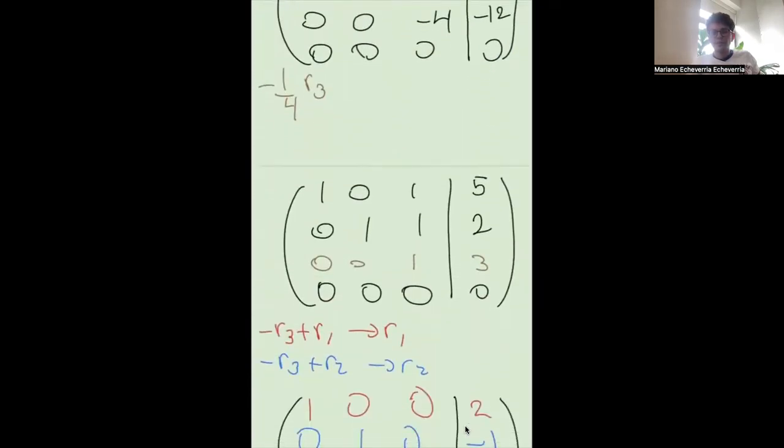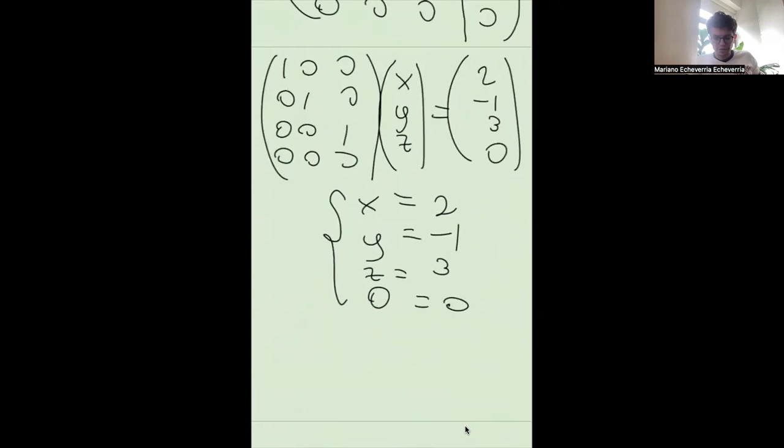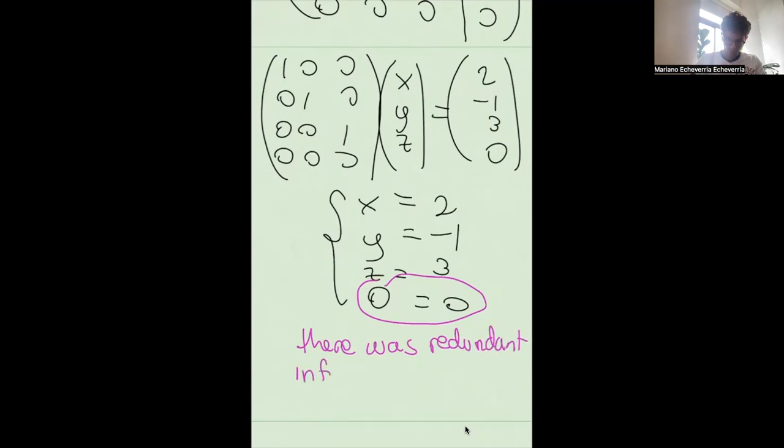So what this 0 equals 0 means is that one of the equations was redundant. The information of one of the equations was already contained in the others. If there had been a 4th variable here, then that would have been infinite solutions. But we will talk about infinite solutions tomorrow. It is just because there were 3 variables here that there are no infinite solutions. So this just means that there was redundant information in the original equations.